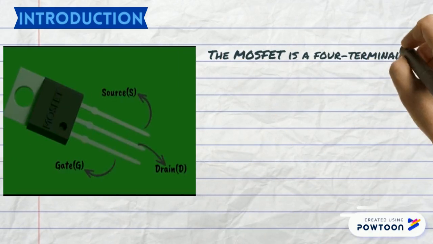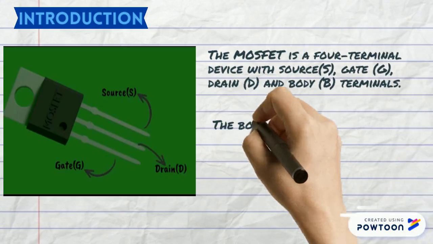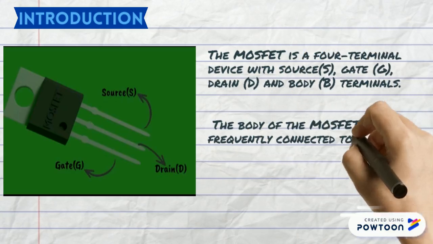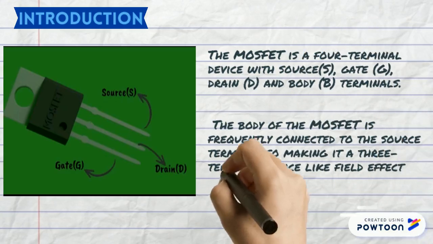The MOSFET is a 4-terminal device with source, gate, drain and body terminals. The body of the MOSFET is frequently connected to the source terminal, making it a 3-terminal device like a field effect transistor.